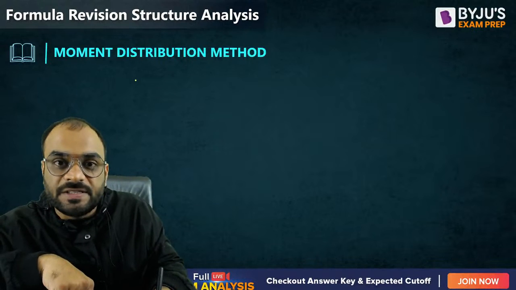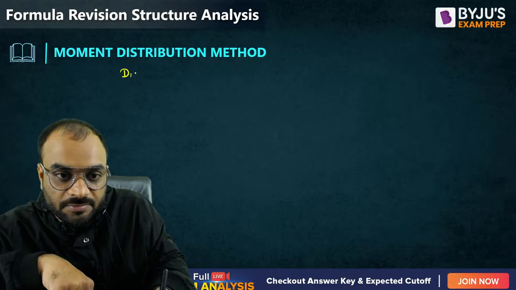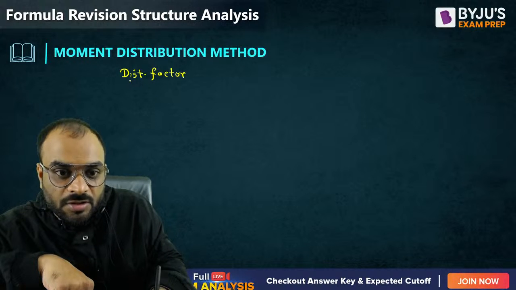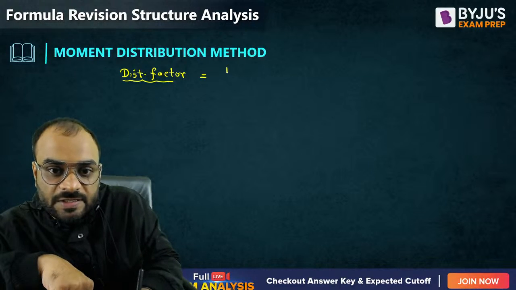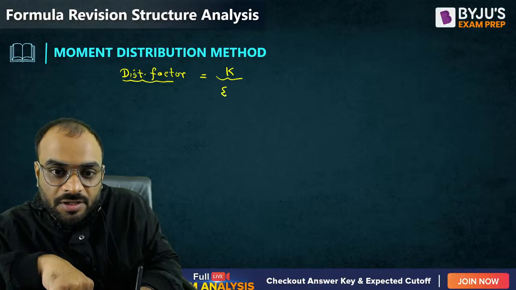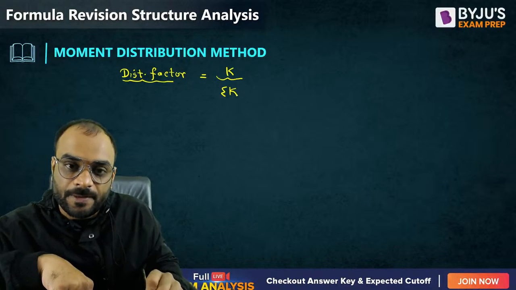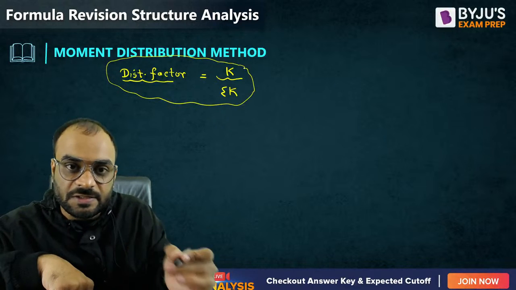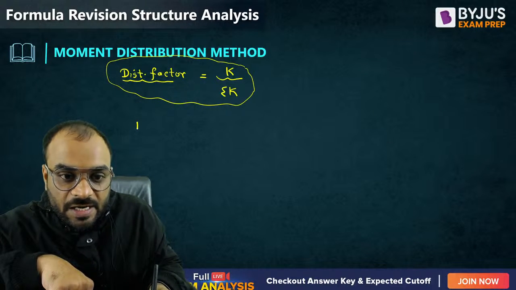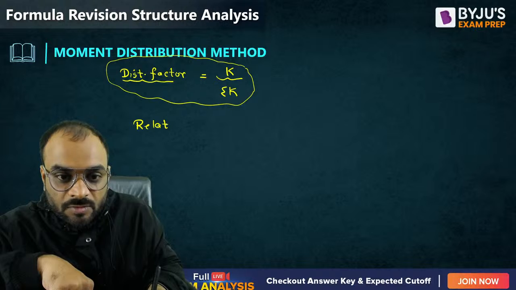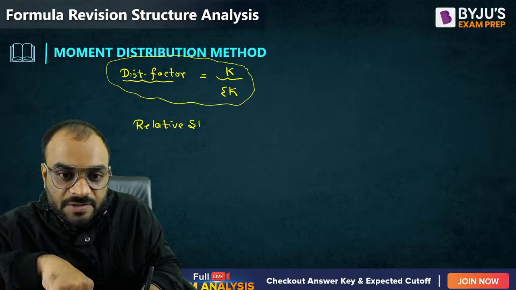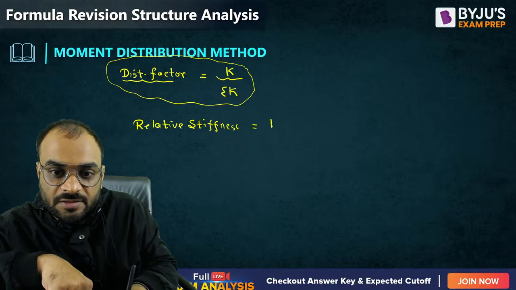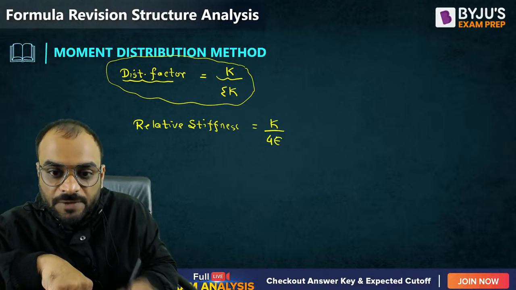Now the next one is basically our distribution factor. So distribution factor is what? It is nothing but the stiffness of a member divided by the summation of stiffness, right? That is our distribution factor. What is relative stiffness? Relative stiffness can be calculated as the stiffness of a member divided by 4E, right?